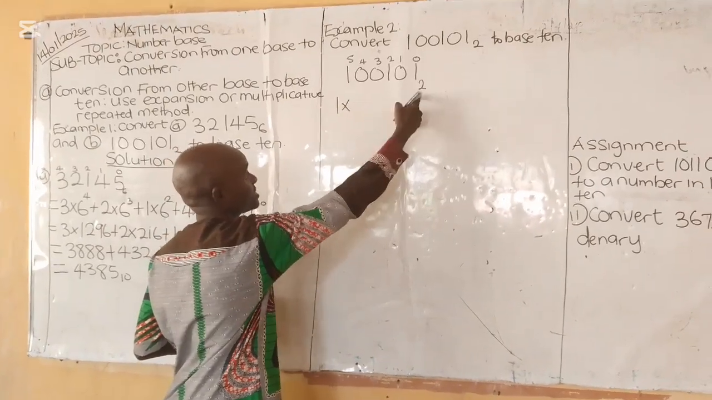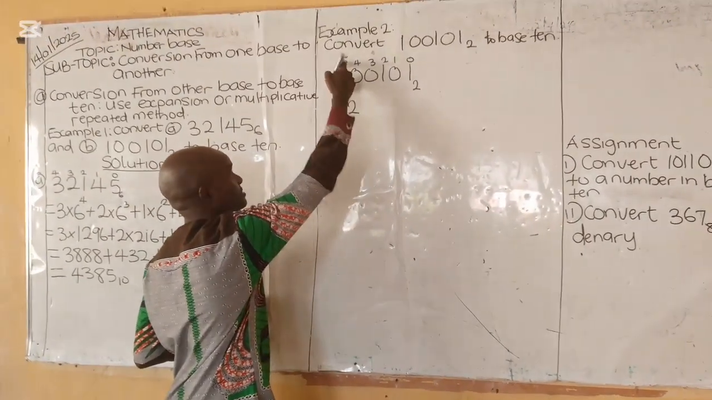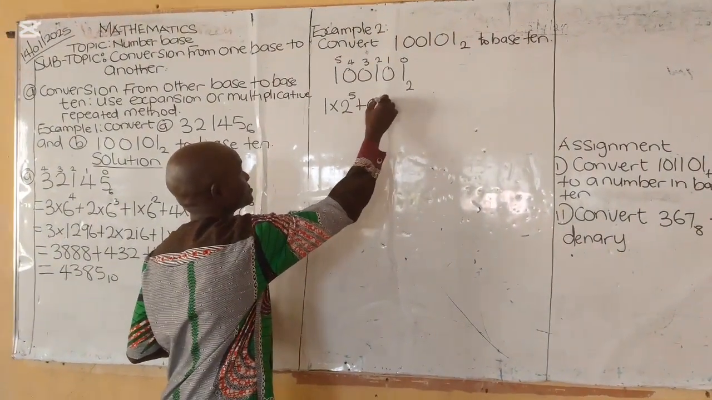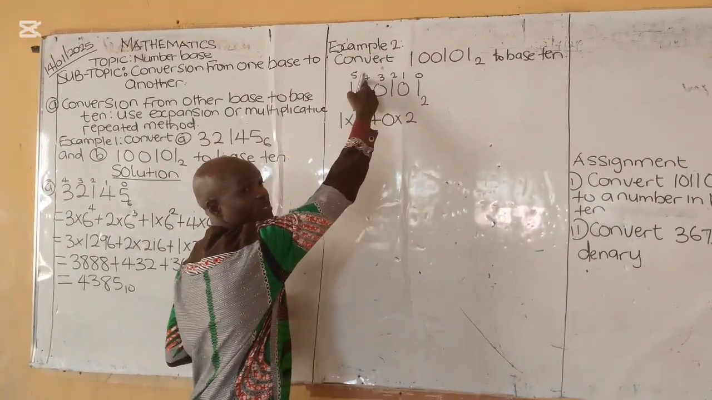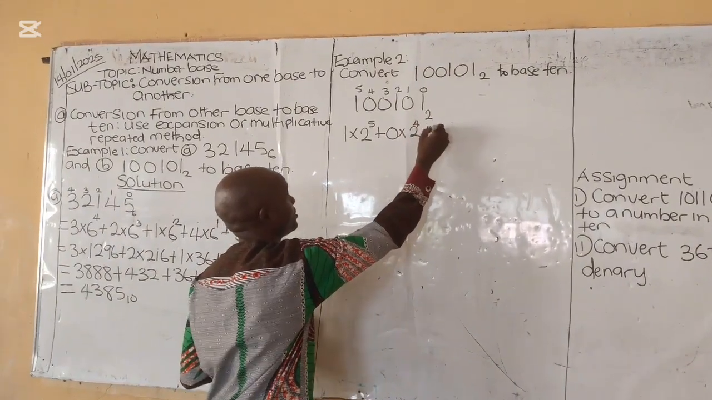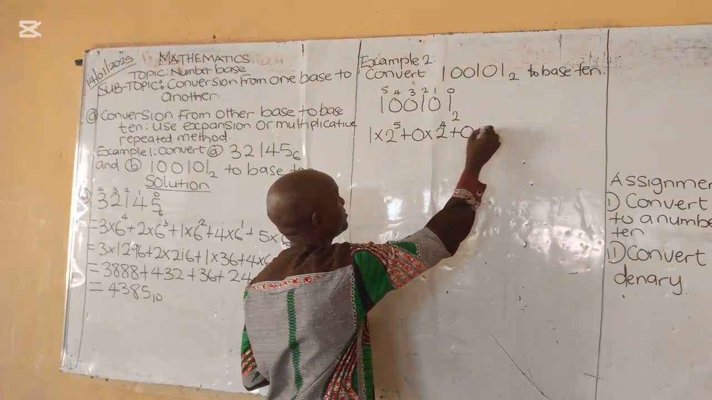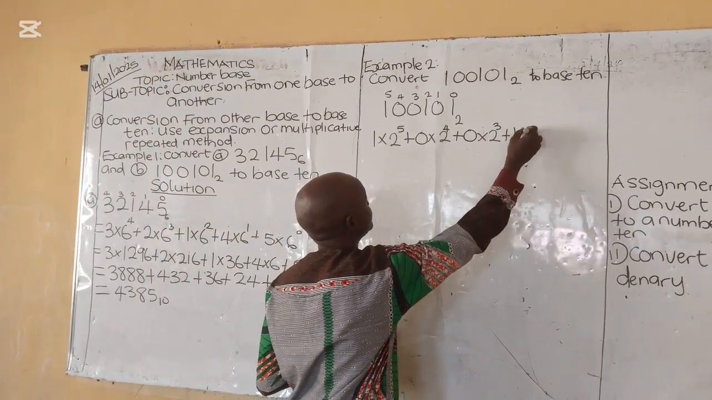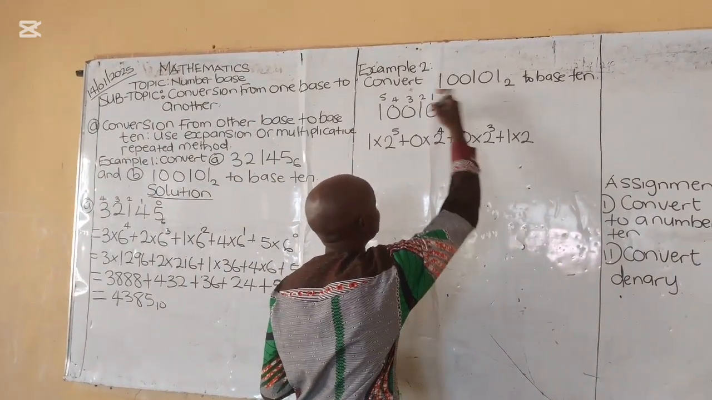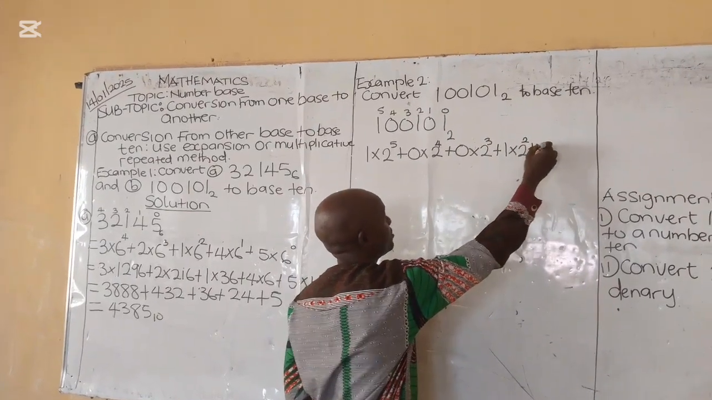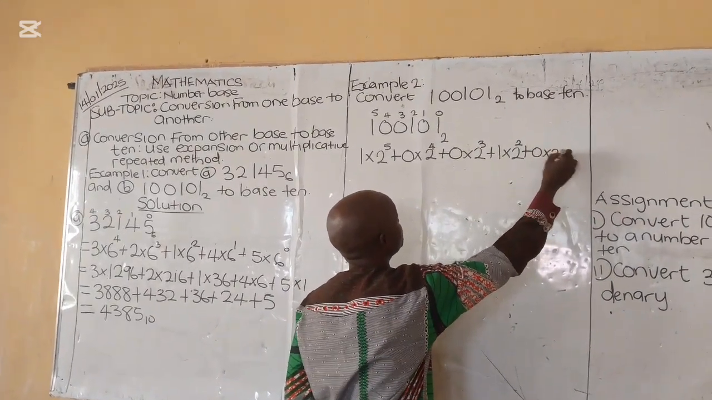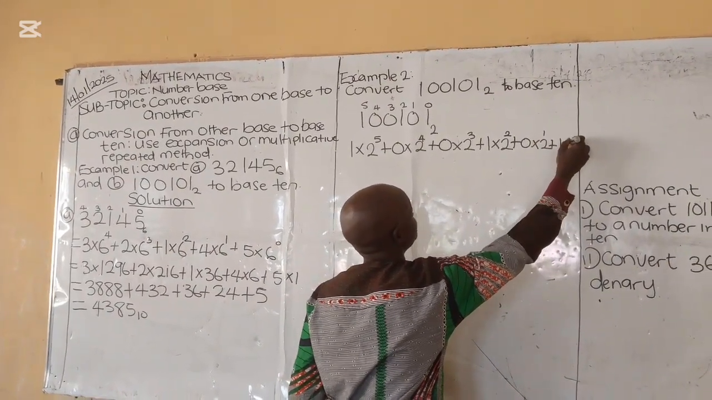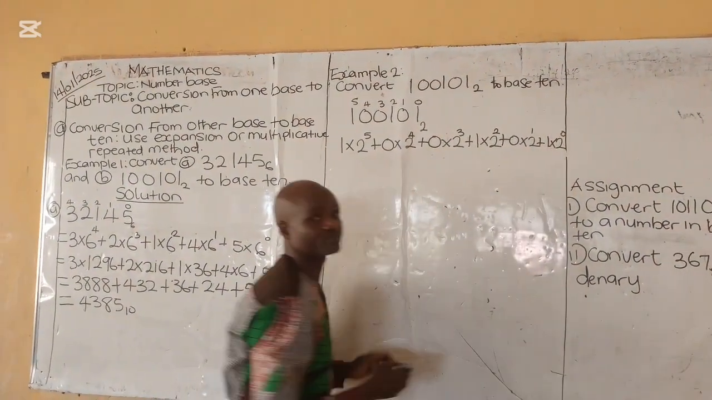1 times base 2 raised to the place value 5, plus 0 times base 2 raised to the place value 4, plus the next 0 times 2 raised to the place value 3, plus 1 times the base 2 raised to the place value 2, plus 0 times 2 raised to the place value 1, plus 1 times 2 raised to the place value 0.